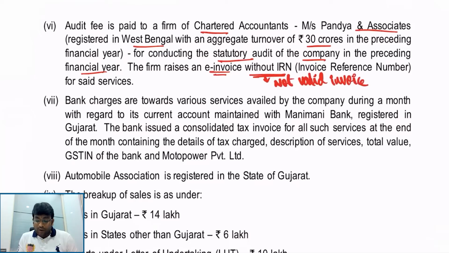Because whosoever turnover is more than 20 crores, they are required to do e-invoicing. And if they don't do e-invoice, what will happen, my dear friends? E-invoice must also contain an IRN, invoice reference number. So they raised e-invoice without IRN. What will happen, my dear friends, then? It is not a valid invoice. If it is not a valid invoice, then no input tax credit. Such a crazy point, my dear friends.